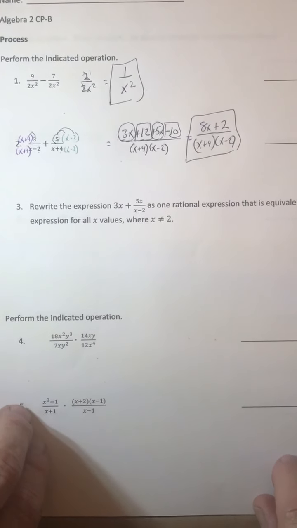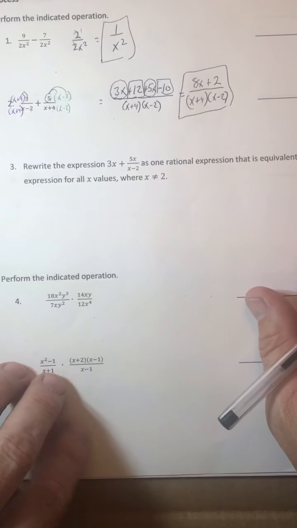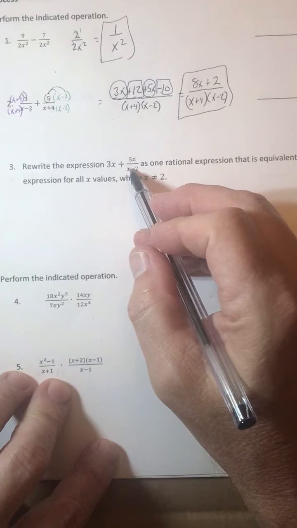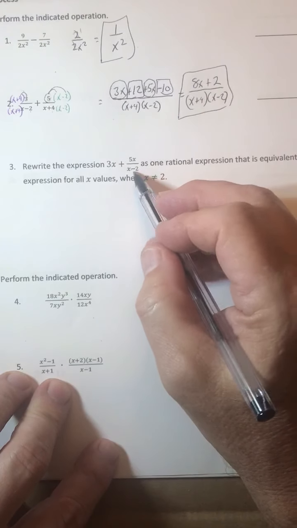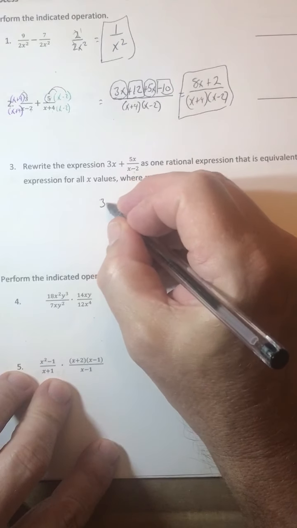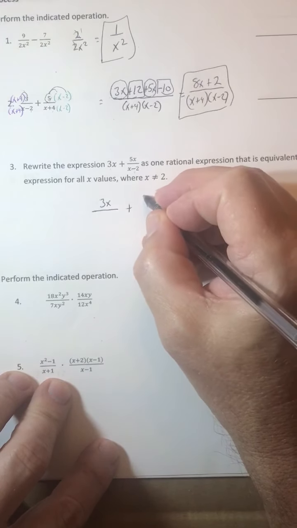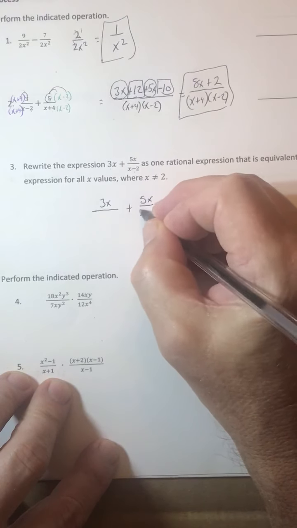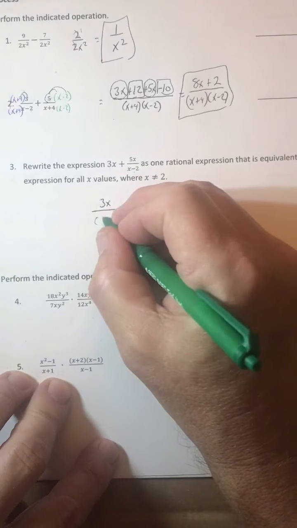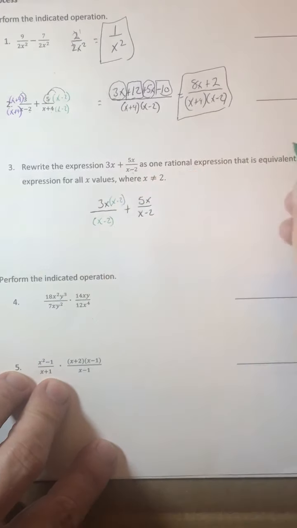Alright, number 3. Number 3 is just like 1 and 2. Alright, we're adding these two together. So we need a common denominator. Notice this has x minus 2. So that means that we have 3x, alright, plus 5x over x minus 2. And then this one, we have to multiply the bottom by x minus 2. So we have to multiply the top by x minus 2.